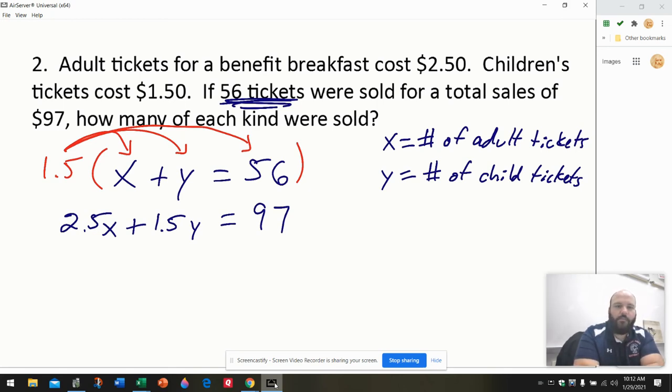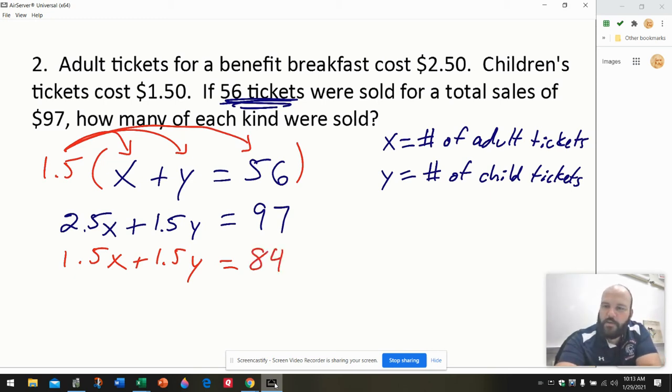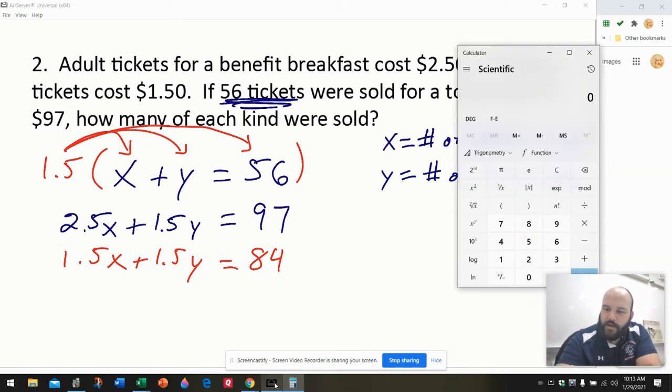When I multiply x times 1.5, I get 1.5x. When I multiply y by 1.5, I get 1.5y. When I multiply 56 by 1.5, it's going to be what, 28, so 70, it should be 84. It should be 84. I am going to double check very quickly that I did the multiplication right.